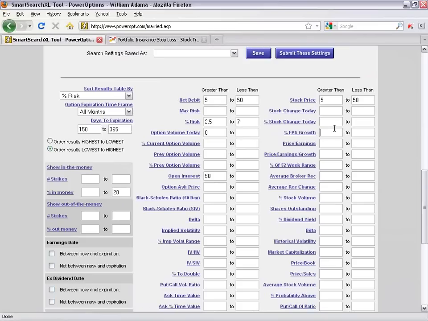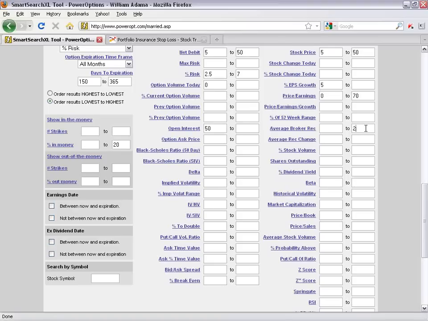We talked about those. I might look for an earnings per share growth of at least 5%. Restrict a PE ratio. I might use 0 to 70. Of course, you could restrict it further, 0 to 40, 0 to 50, based on personal preference. Might use that average broker recommendation of less than 2.8. Remember, it's based on the Zacks scale. 1 is a strong buy, 2 is a buy, and 3 is a hold.